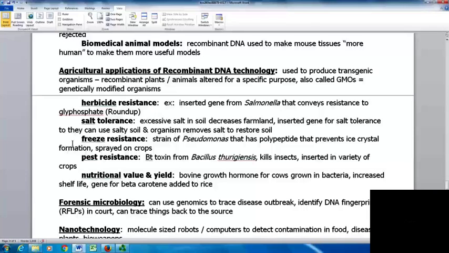We've also modified them to change the nutritional value and yield. Bovine growth hormone given to cows is grown in bacteria. We've been able to increase the shelf life. There's been a gene to add beta-carotene to rice.